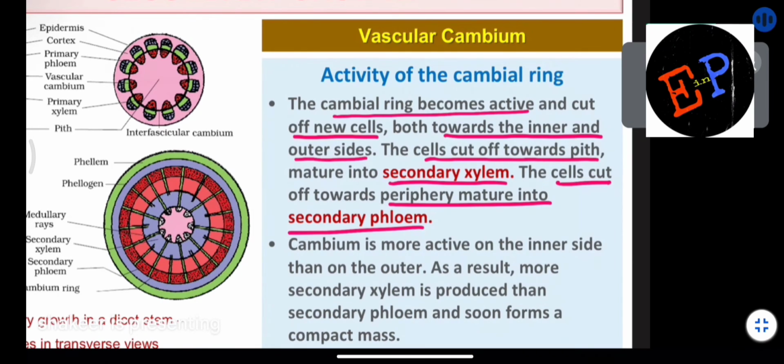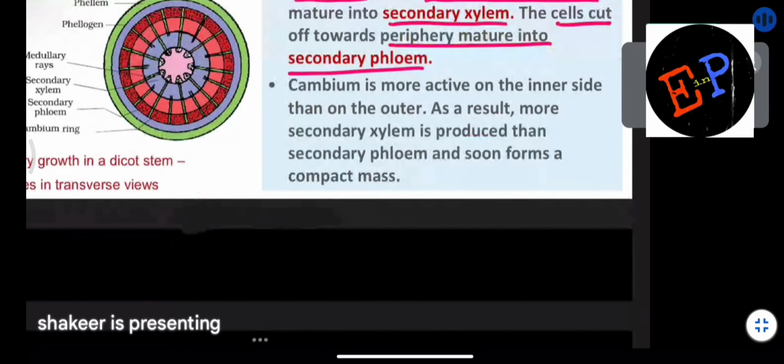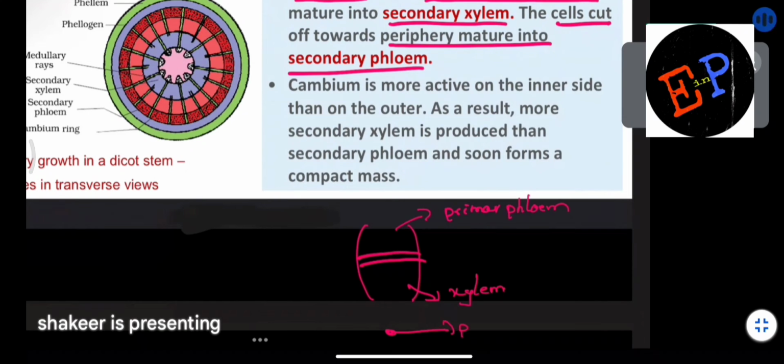So what was happening previously? See, I will try to explain here. Consider this is the vascular cambium. This one is primary xylem. And what is this one? This is primary phloem. And here you will find the pith, the center of the stem, which is called pith. Now this is the cambium, no? This cambium divides continuously.